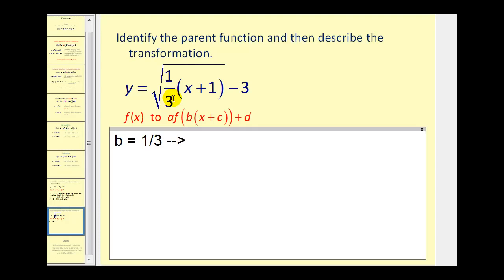Remember that b produces a horizontal stretch or compression. Since b is equal to 1/3, this would be a horizontal stretch by a factor of 1 over b, or 1 over 1/3, which is equal to 3.